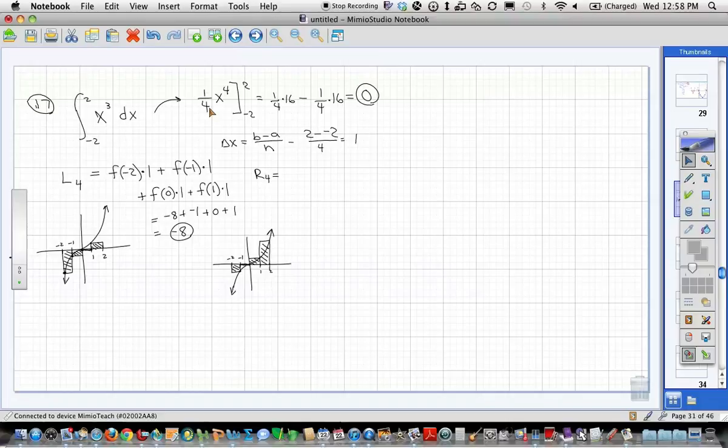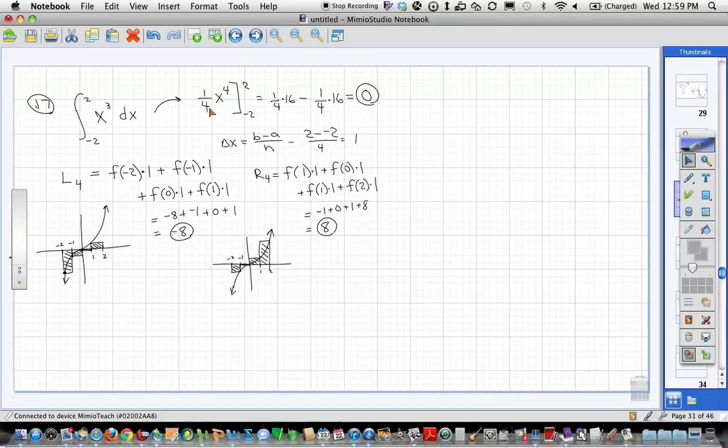And what about your R4 expansion? I'll call this an expansion where we expand it, we write out all 4 rectangles. f of -1 times 1 plus f of 0 times 1 plus f of 1 times 1 plus f of 2 times 1. And as we do all that, we have most of those values. That's -1 plus 0 plus 1 plus 8. So this time the answer comes out 8.